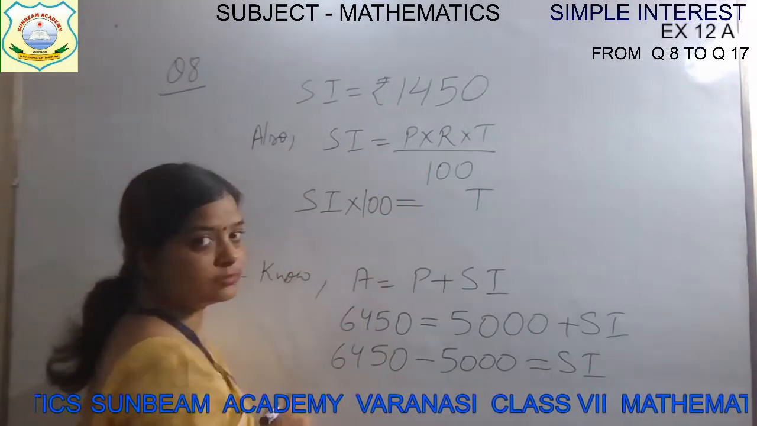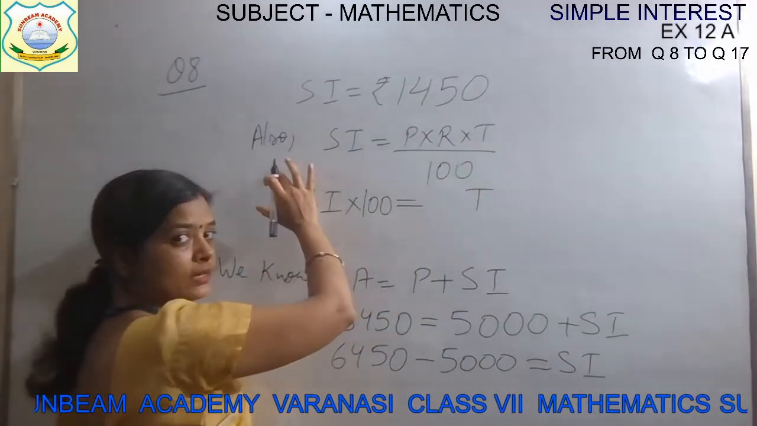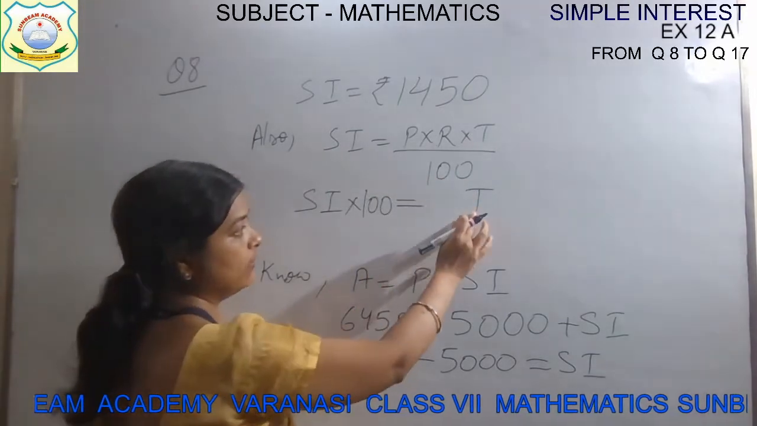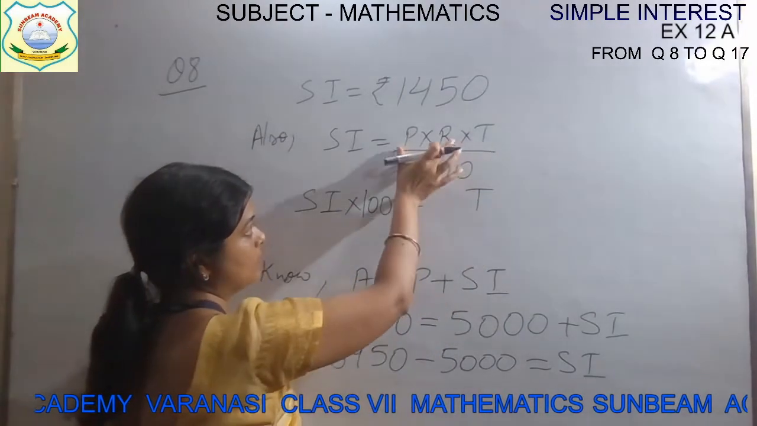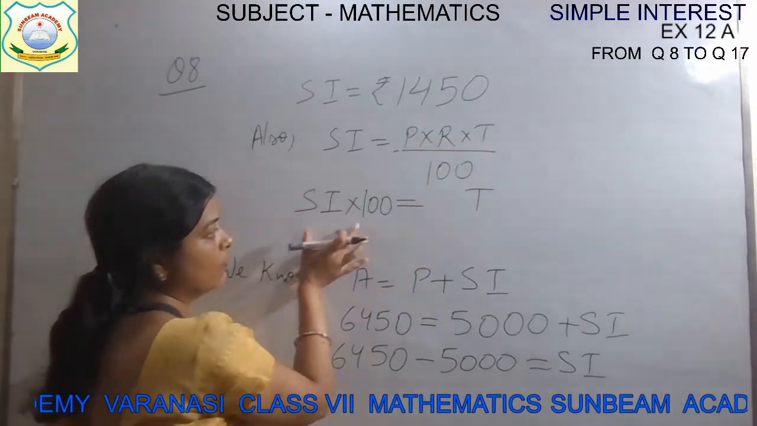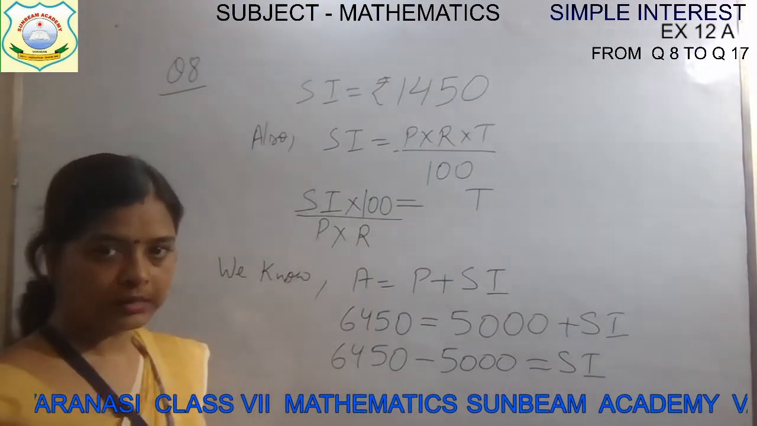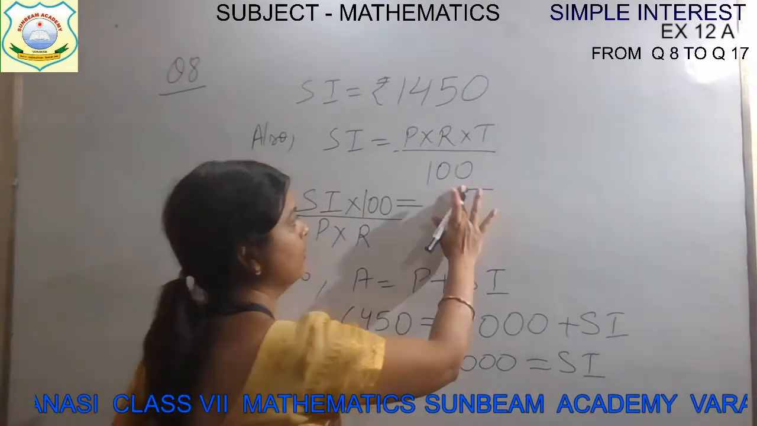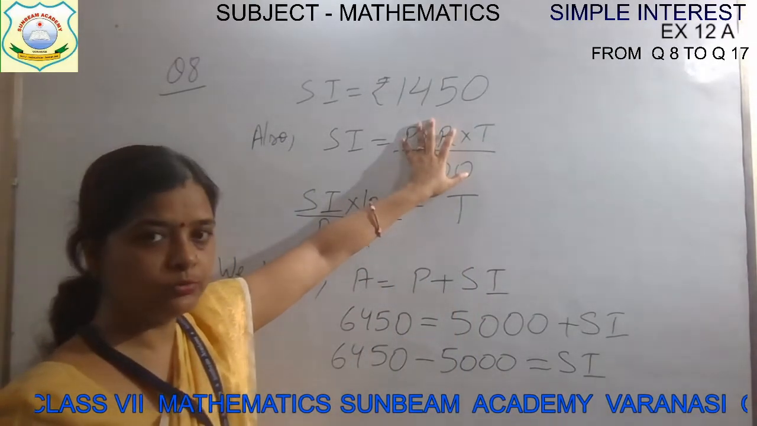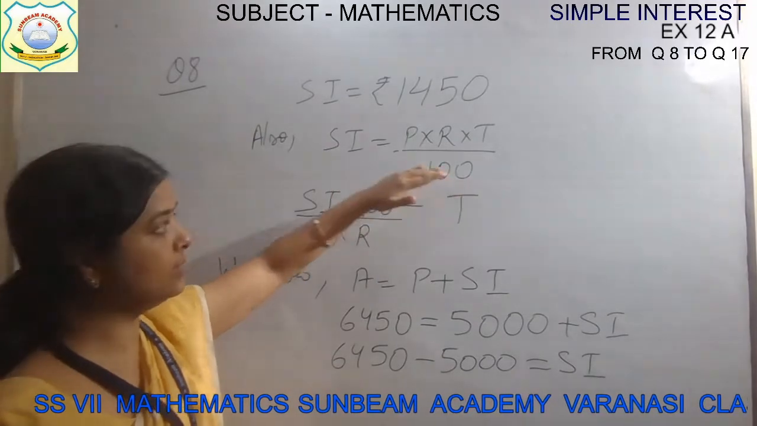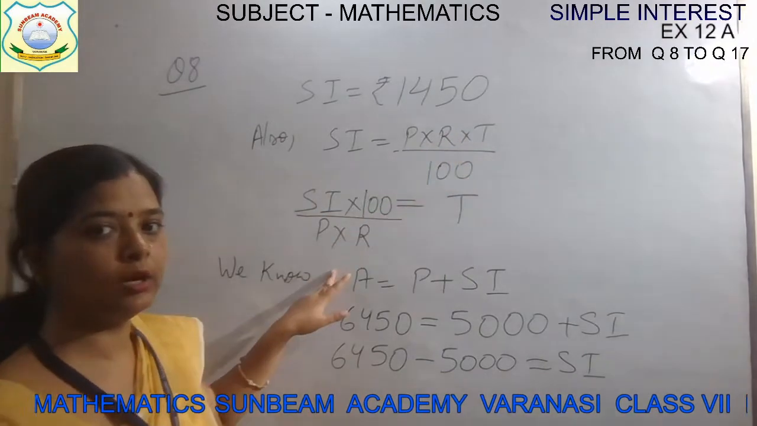Now it is 100. And this P into R is in multiplication with T, so we have to transpose this to this side. Why are we transposing? So that we leave T alone, because we have to find the value of T. P into R is in multiplication, so it will go for division when transposed to the other side. Clear? You keep time on this side and transpose the rest of the values to the other side. 100 is in the denominator, it will come to this side and multiply with the numerator, and P into R will go for division.